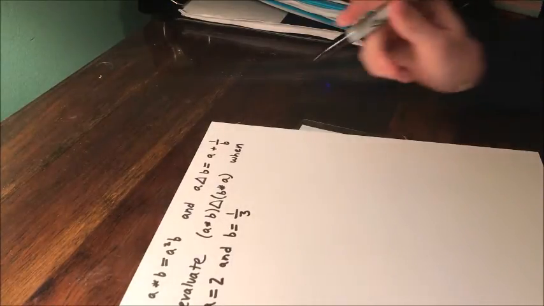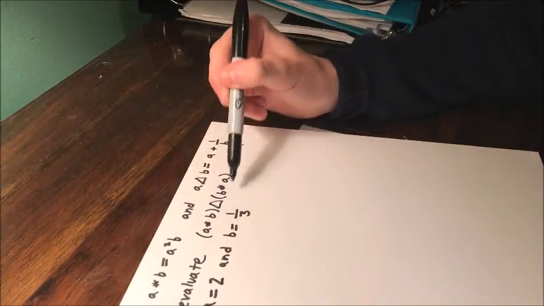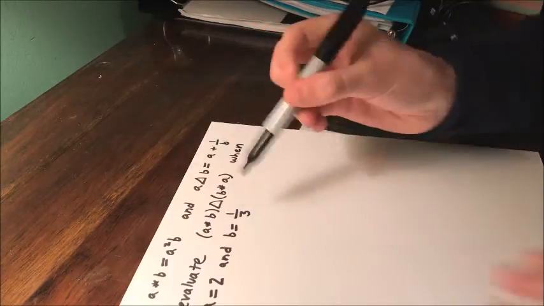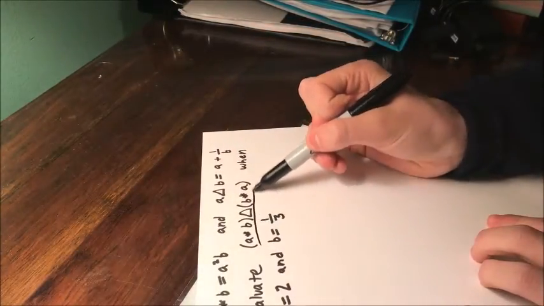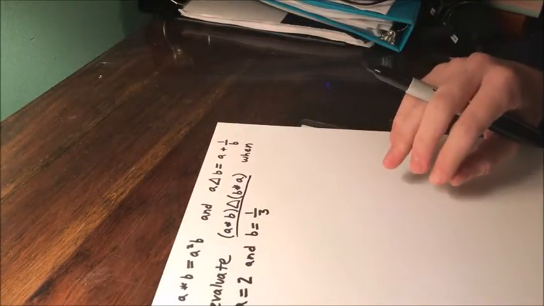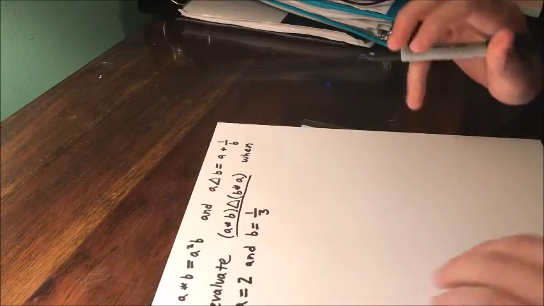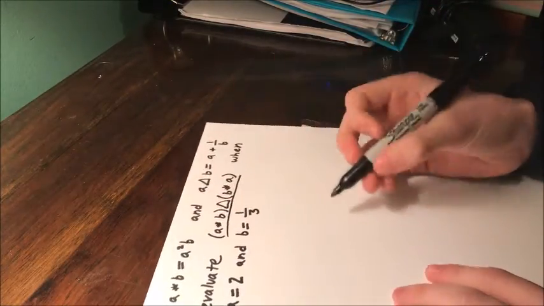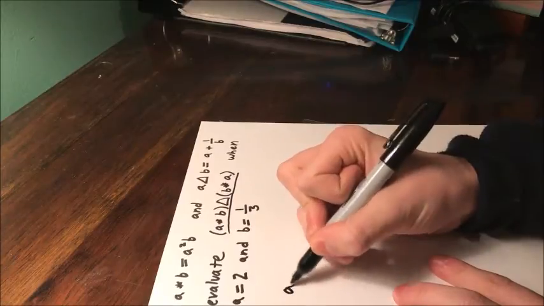Alright, so our immediate goal is we want to get this into terms that we can understand a lot better. This a star b triangle b star a. And that's not super difficult to do, actually, surprisingly. This a star b, as we can see right up here, is a squared b.